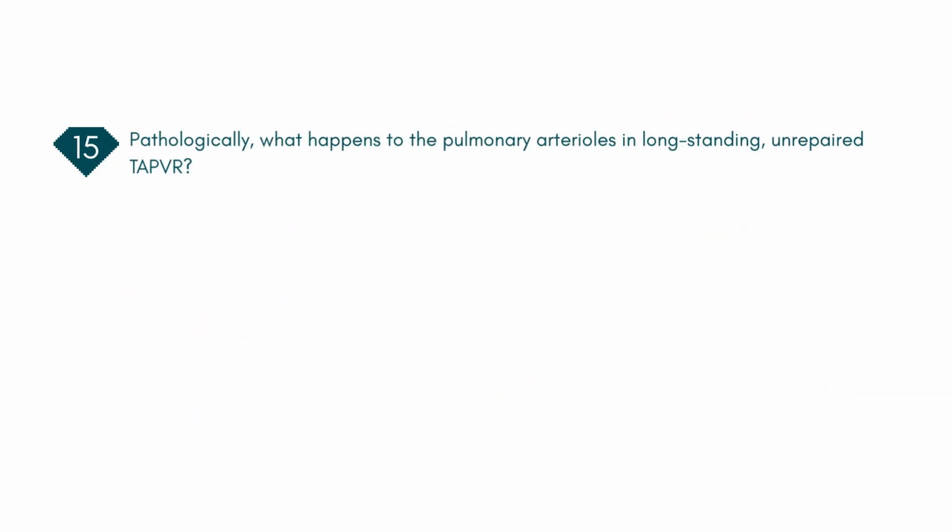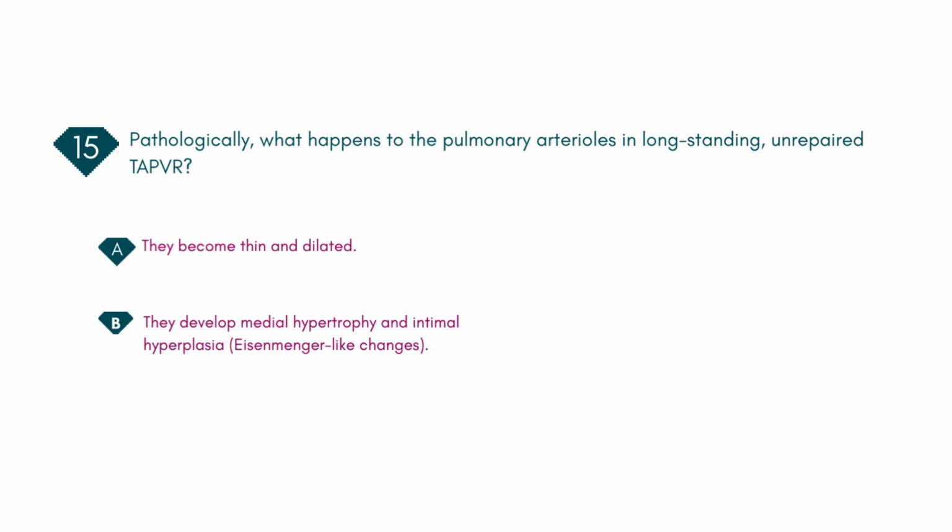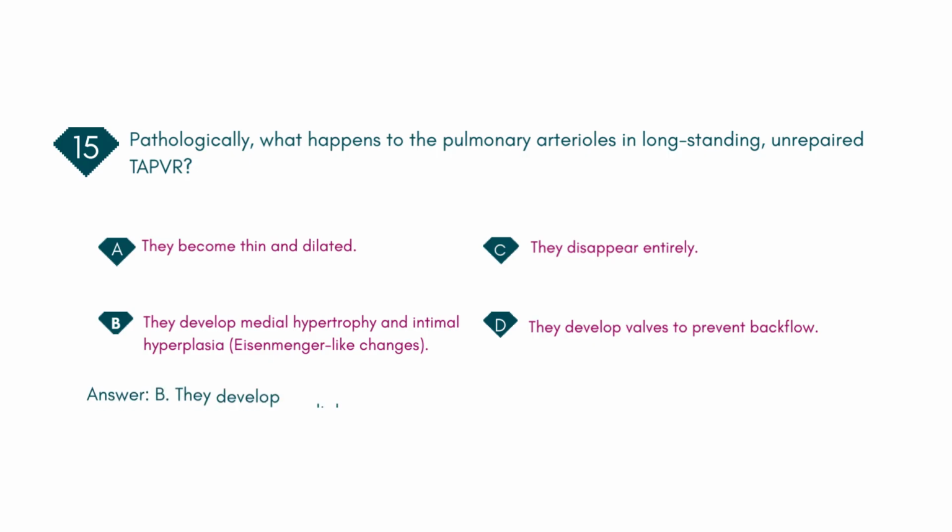Pathologically, what happens to the pulmonary arterioles in long-standing, unrepaired TAPVR? A. They become thin and dilated. B. They develop medial hypertrophy and intimal hyperplasia, Eisenmenger-like changes. C. They disappear entirely. D. They develop valves to prevent backflow. Answer: B. They develop medial hypertrophy and intimal hyperplasia, Eisenmenger-like changes.